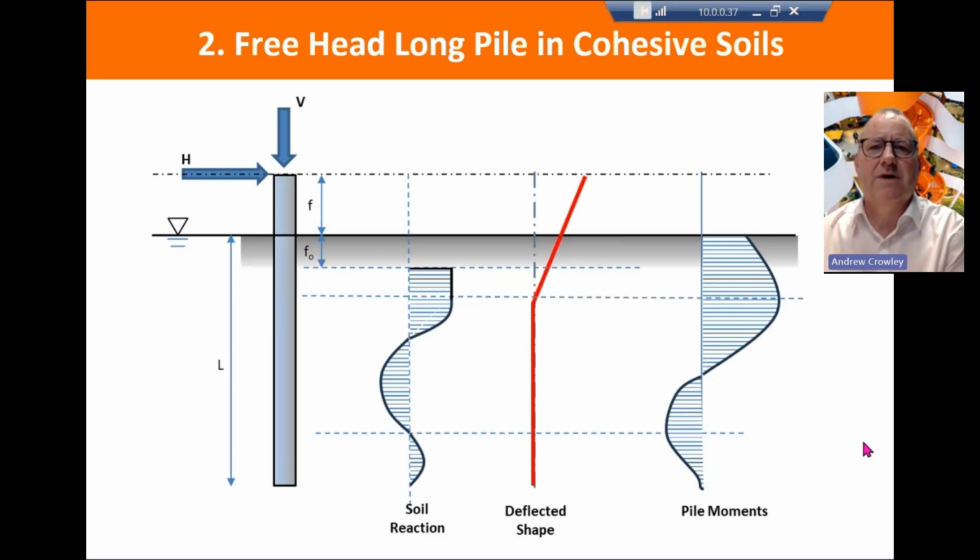For a long pile in cohesive soils, we can get some double curvature bending, and we have this strange looking moment distribution within the pile because we have a more unusual distribution of force within the soil. These are simplified representations, by the way. As you should know, all models are wrong, but some are quite useful.